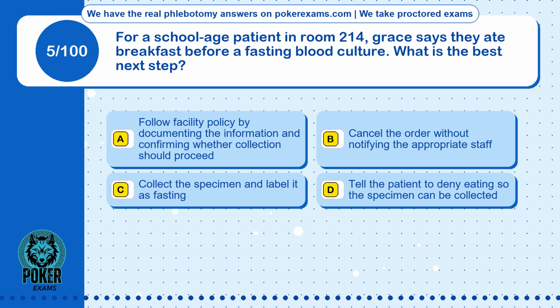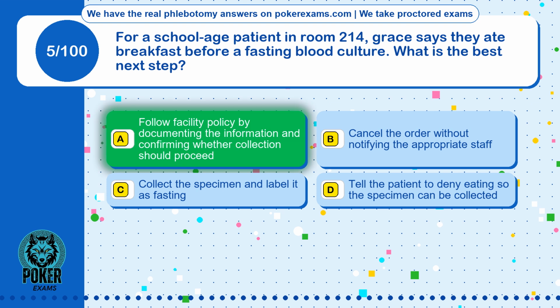Option C. Collect the specimen and label it as fasting. Option D. Tell the patient to deny eating so the specimen can be collected. The correct answer is option A. Follow facility policy by documenting the information and confirming whether collection should proceed.